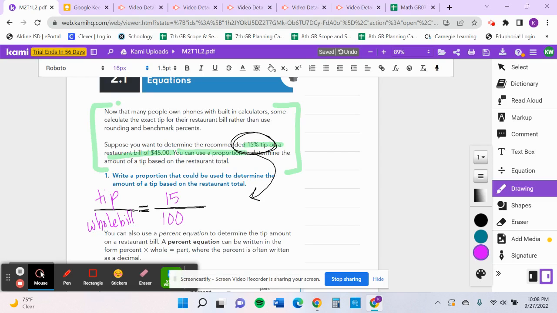All right, let's check our proportions. Obviously, 15 would go over 100 because all percentages are out of 100. And then the tip would represent that 15% out of the entire bill. So 15% of the whole bill is going to be directly proportional to what the tip amount is going to be.